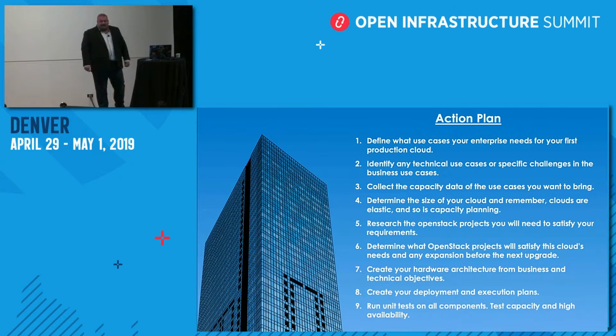Research the OpenStack projects you'll need to satisfy your requirements. So once you get these use cases, what projects satisfy those? Do you need load balancer as a service? Well, what's the project that's tied to that? Well, that's Octavia. Well, great. What are the features that Octavia has? Do they meet the same features as your current physical F5s? Did you know F5 has a VNF, or virtual network function, that can be run as a load balancer in the cloud? Well, you do now. So maybe that's your solution.